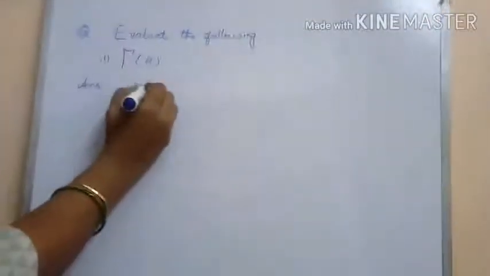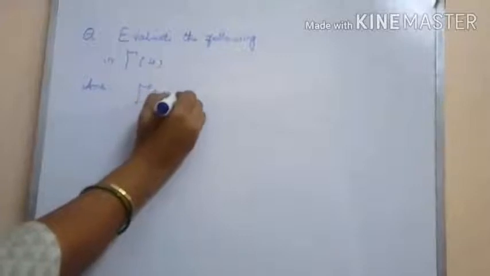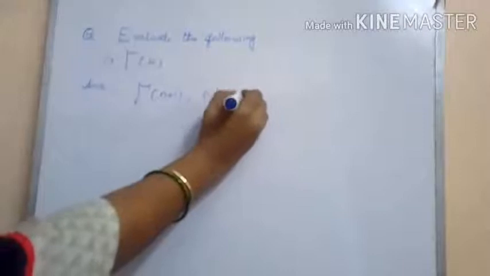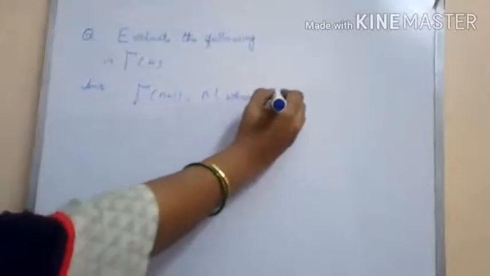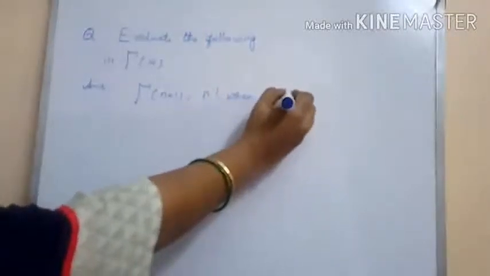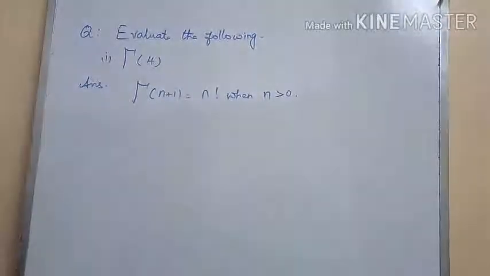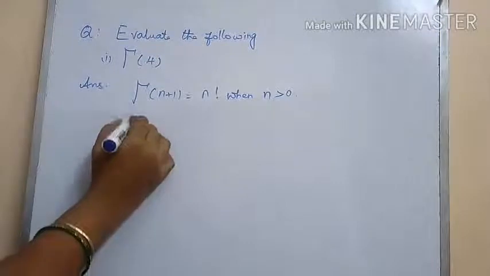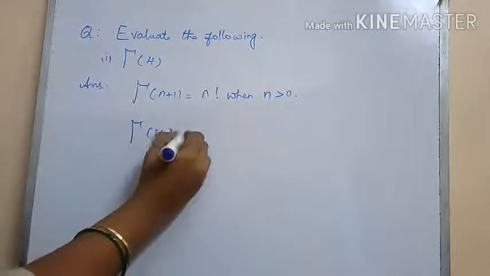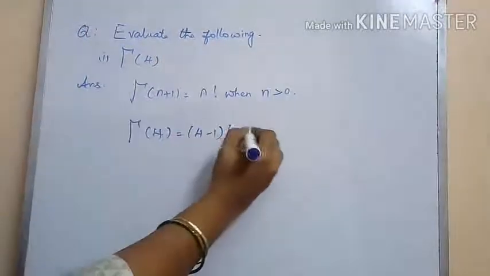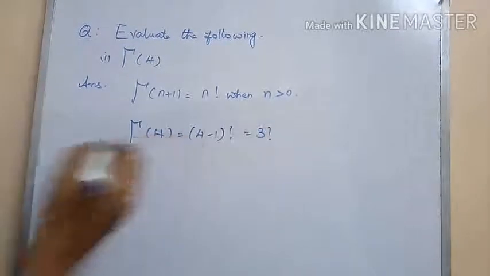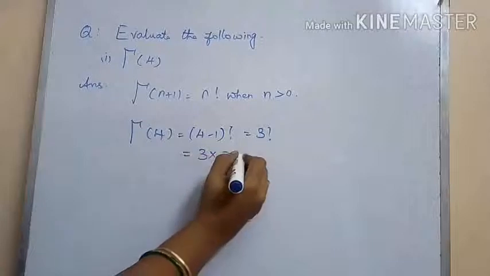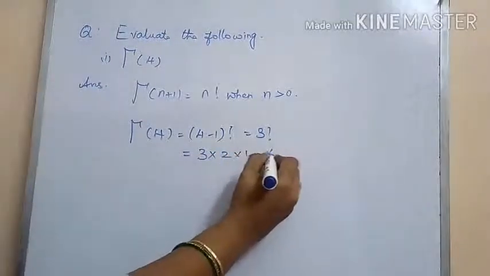Here we have a problem. Evaluate the following. Gamma of 4. Here n is an integer, so we use the formula gamma of n plus 1 is equal to n factorial. So gamma of 4 is equal to 4 minus 1 factorial, which is 3 factorial. So 3 into 2 into 1, which is equal to 6.